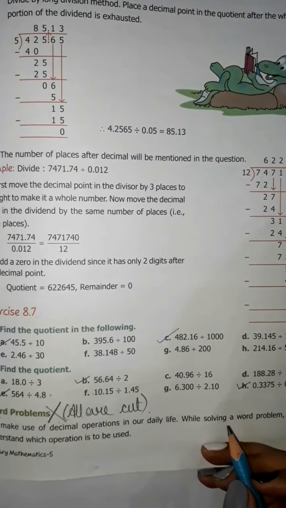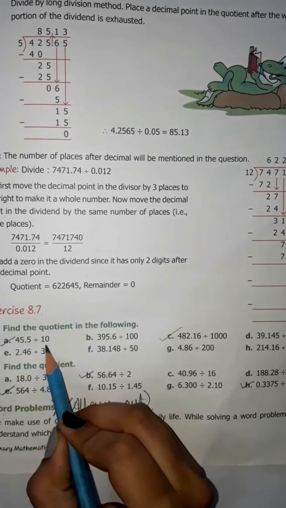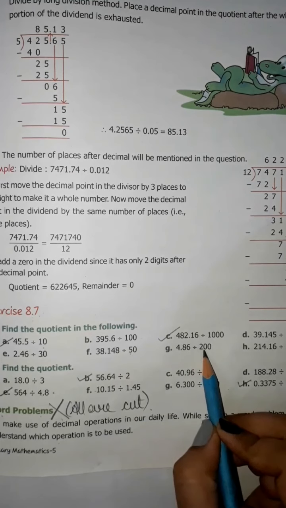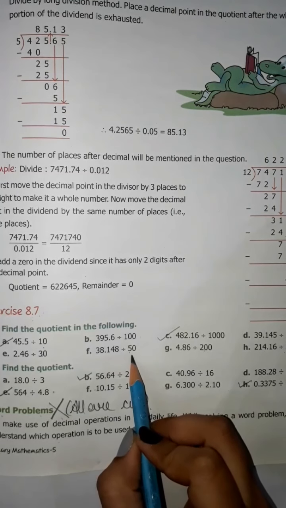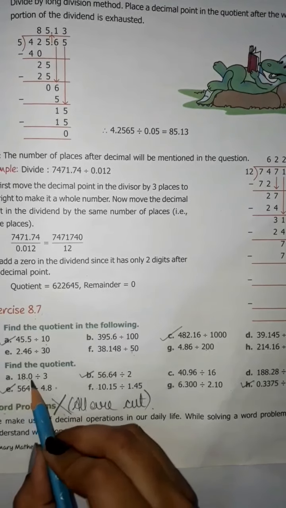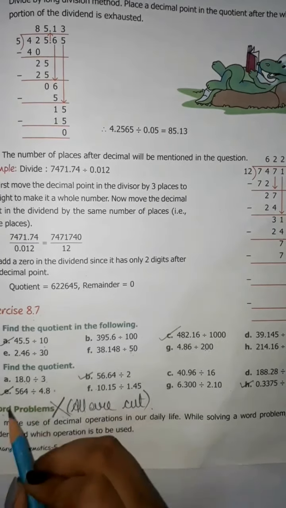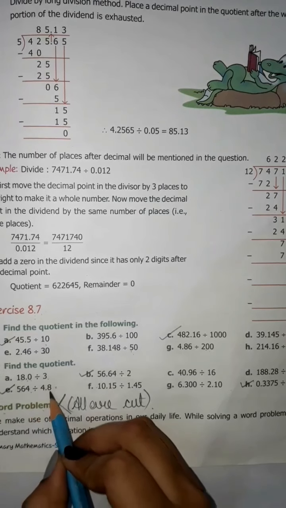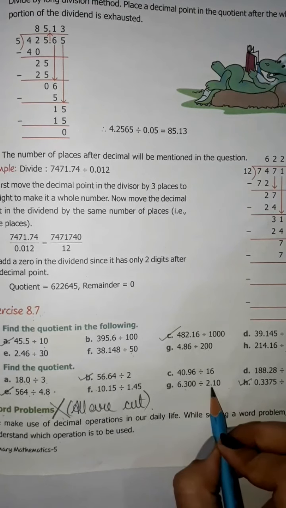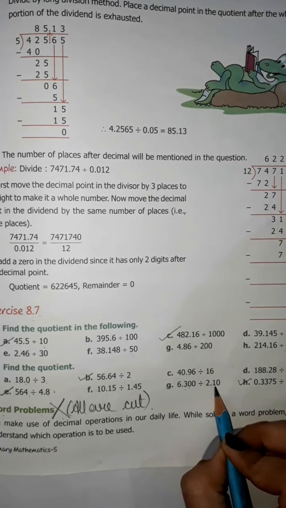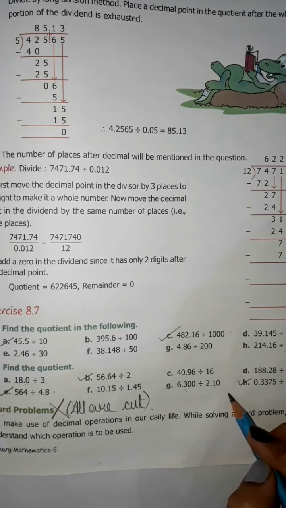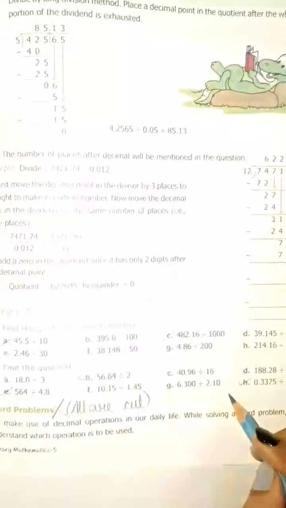Now let's see how to do division by 10, 100, 1000, or by numbers with zeros like 200, 500, 50. And we will see how to divide a decimal number by a whole number, where the dividend is a whole number and the divisor is a decimal number, or both the dividend as well as the divisor are decimal numbers. Now how to do it? Let's see the register work.